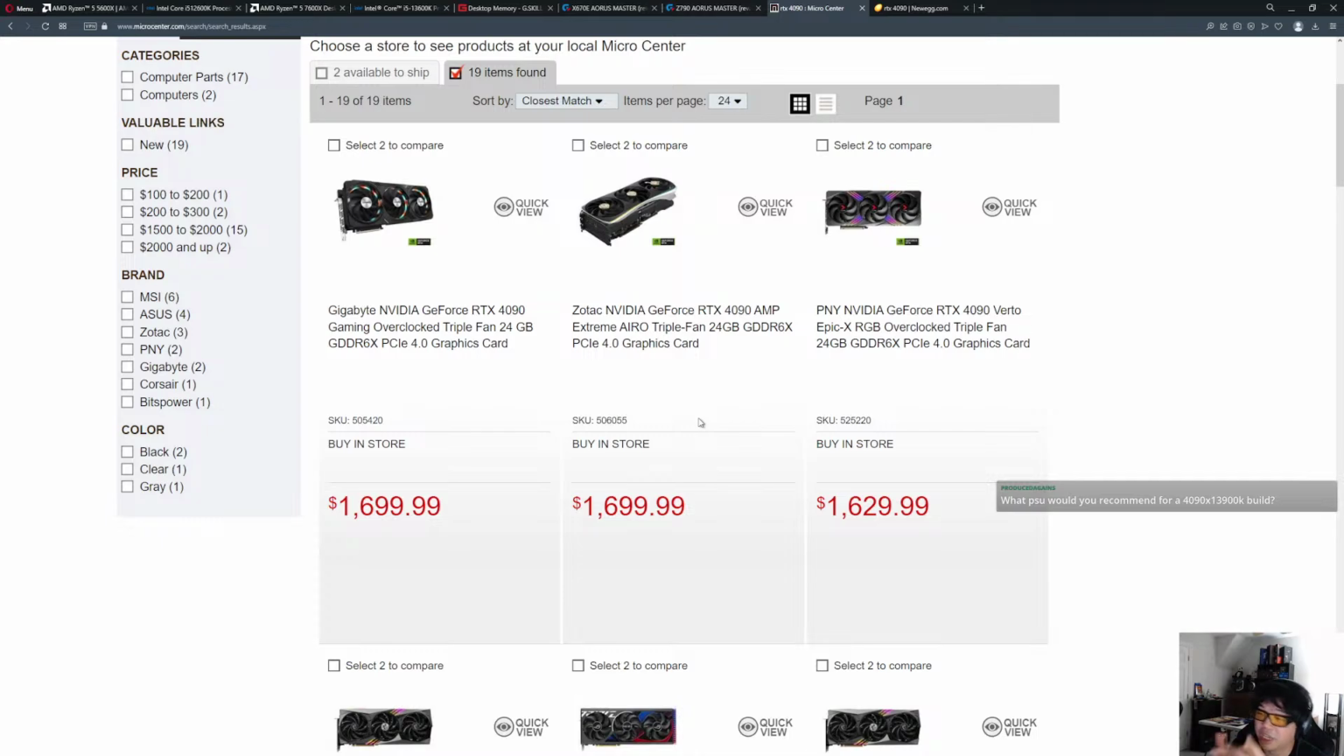Oh yeah, because I remember, Kevin, you had commented way earlier on in the stream: what PSU would you recommend for 4090?